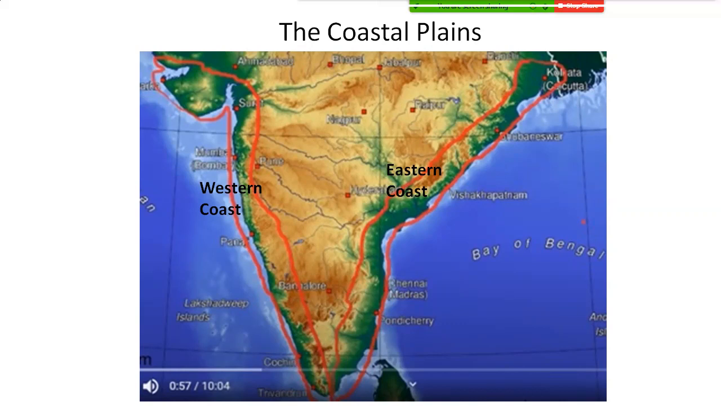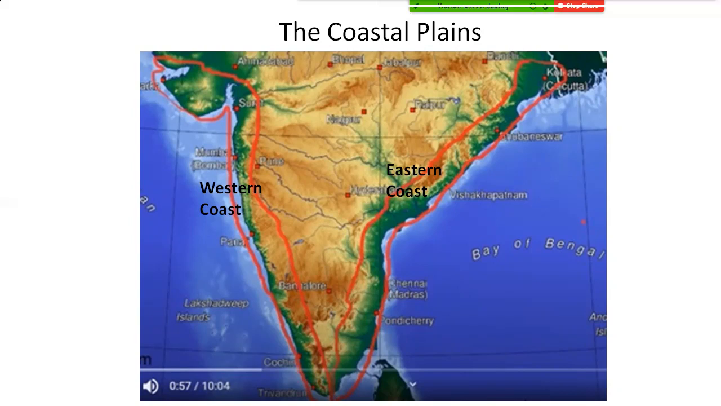The western coast, as you can see on the map, is very narrow, while the eastern coast is quite wide. The rivers that originate in the western coast or in the Western Ghats are very swift because they flow over steep, rocky regions and their course is very short as the western coast is very narrow.